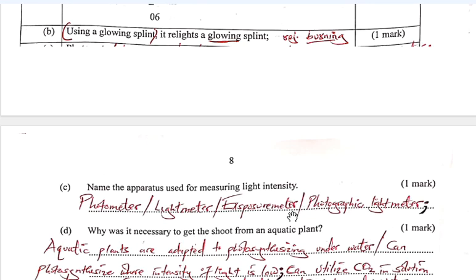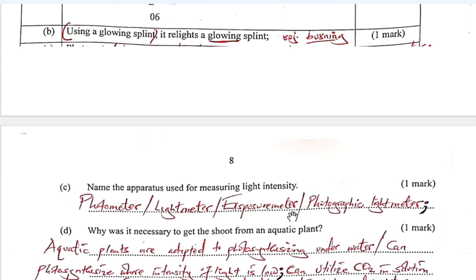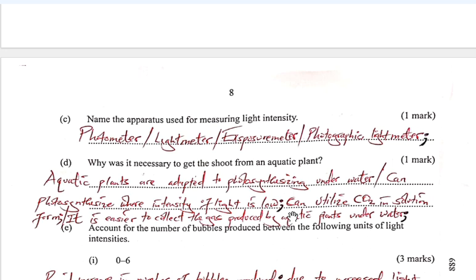Let's look at the questions. Part C, apparatus used to measure light intensity, and that is a photometer or the photographic light meter or exposemeter. Why is it necessary to get a shoot from an aquatic plant? These aquatic plants, aquatic means water, it means they are adapted to photosynthesizing underwater or where intensity of light is low, and they are able to utilize carbon dioxide in solution form.